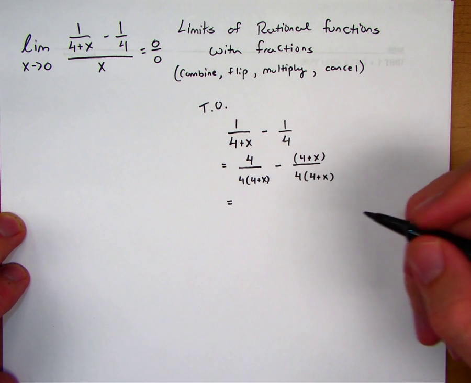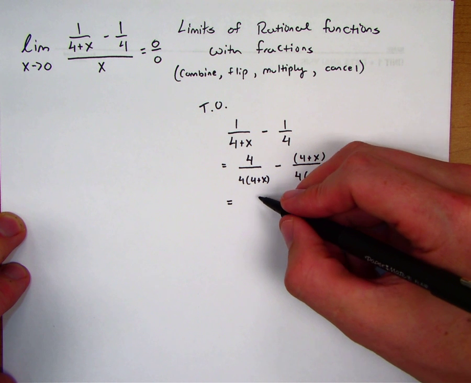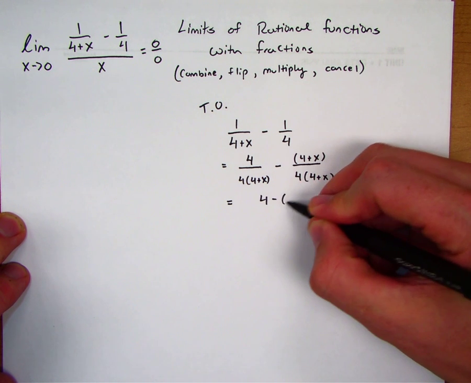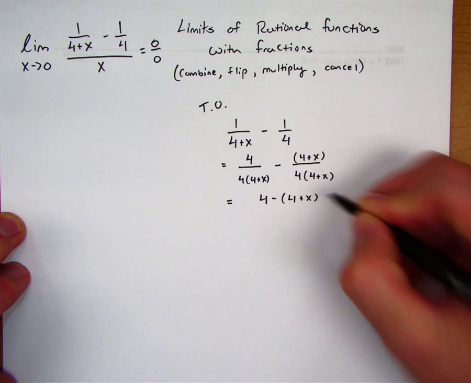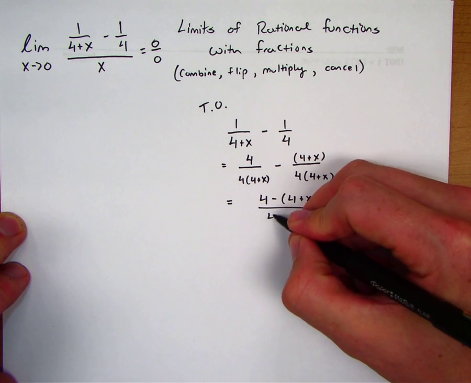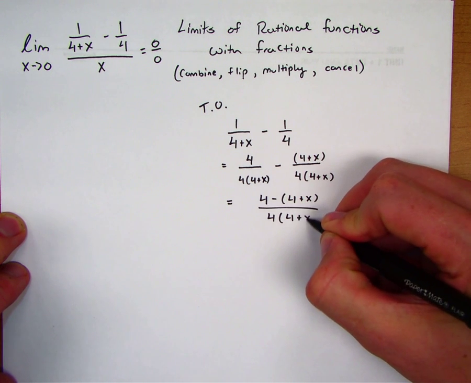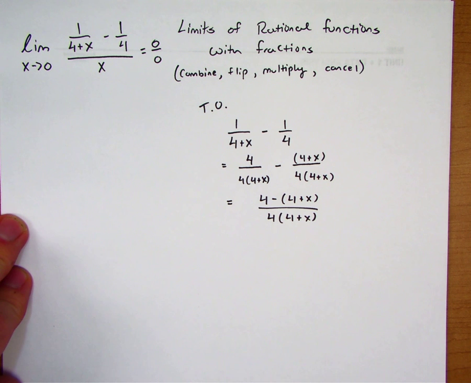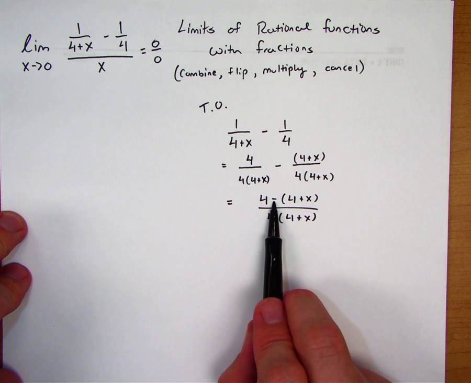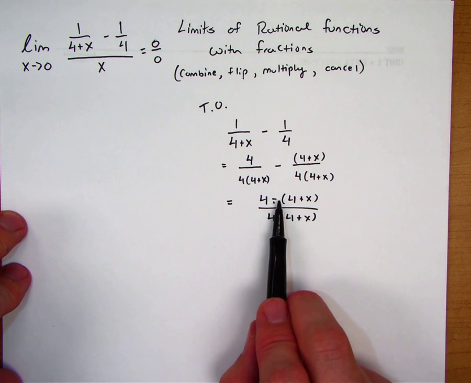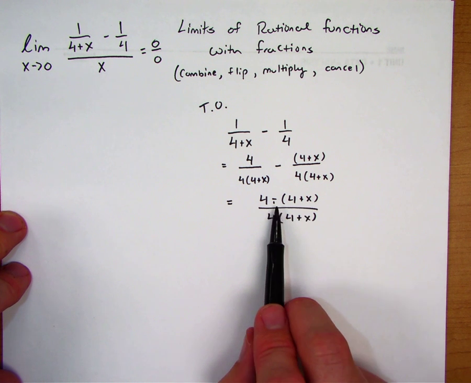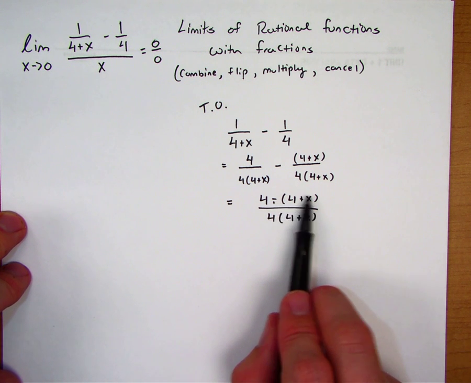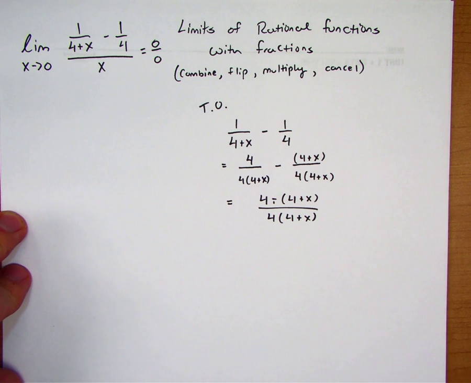And then if we go ahead and simplify, we end up with 4 minus 4 plus x all over 4 times 4 plus x. And I hope you're seeing why the parentheses are important, and it's this bit right there. If I didn't put parentheses there, I would think this is 4 minus and then add x, but it's really 4 minus and the whole thing 4 plus x, and we'll see how that works out later.